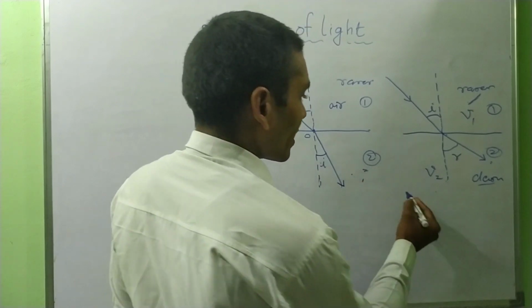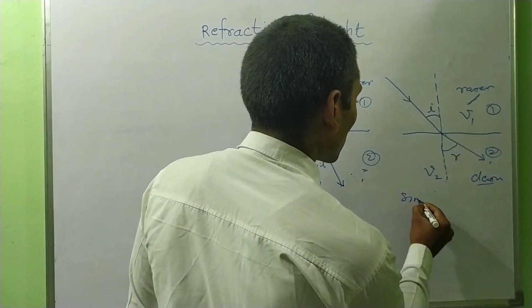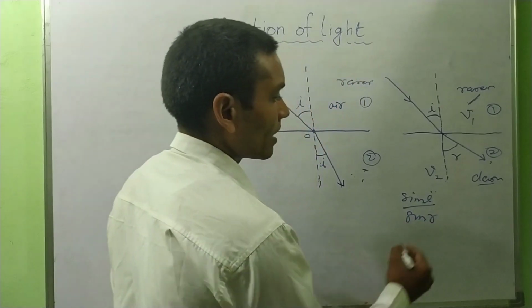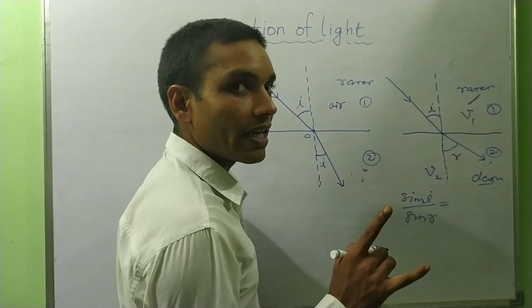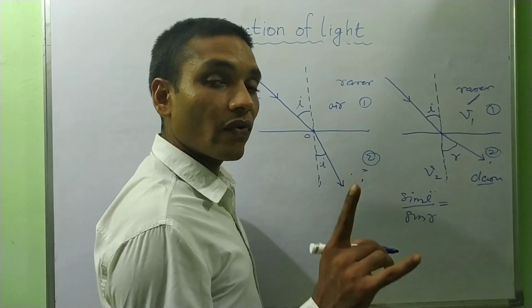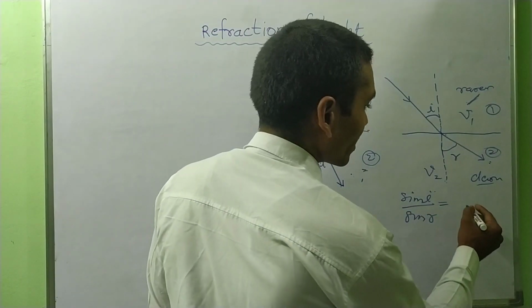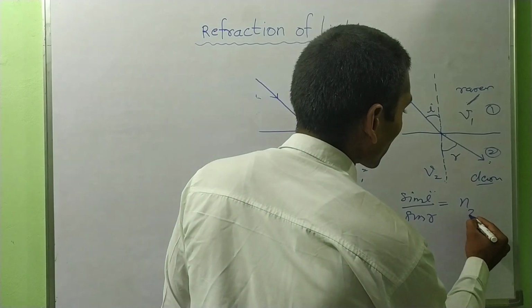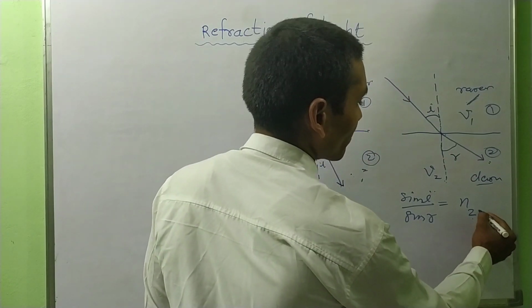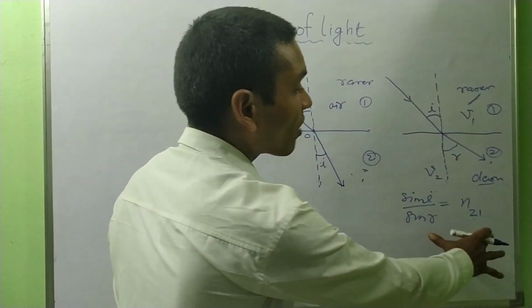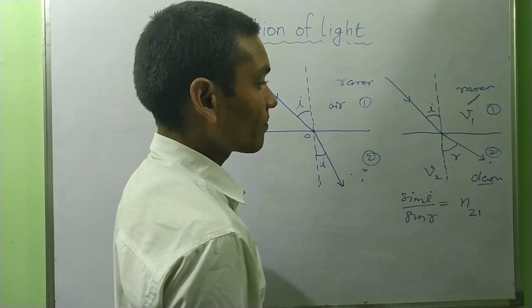You know Snell's law: sin i upon sin r is equal to a constant. This constant is called the refractive index, denoted by n, the refractive index of the second medium with respect to the first medium. So this is the formula of Snell's law.